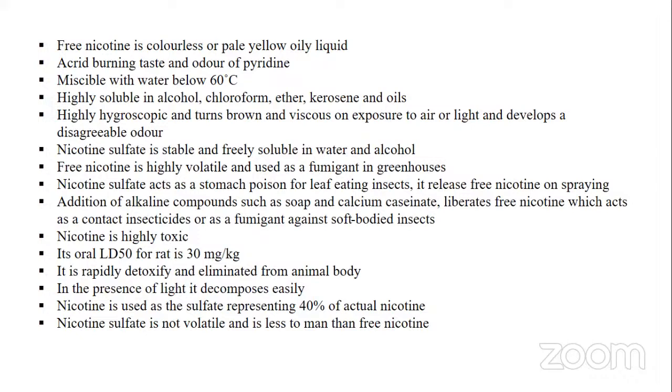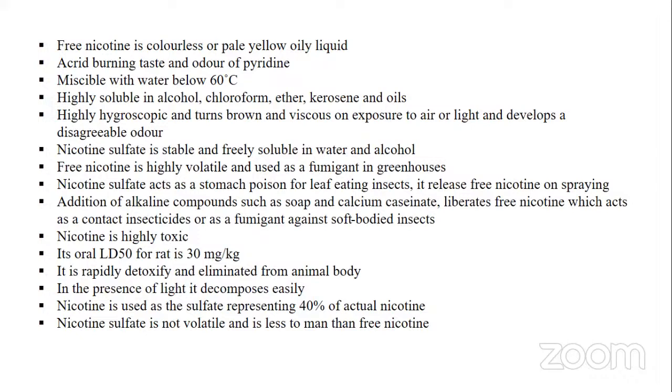Free nicotine is highly volatile and used as a fumigant in greenhouses. Nicotine sulfate acts as a stomach poison for leaf-eating insects. It releases free nicotine on spraying. Addition of alkaline compounds such as soap and calcium caseinate liberates free nicotine, which acts as a contact insecticide or as a fumigant against soft-bodied insects.